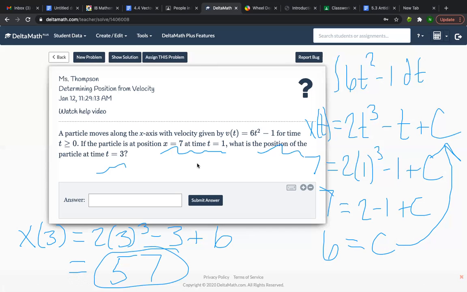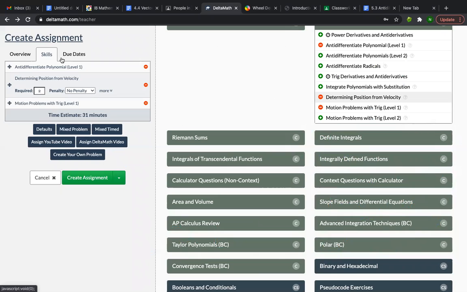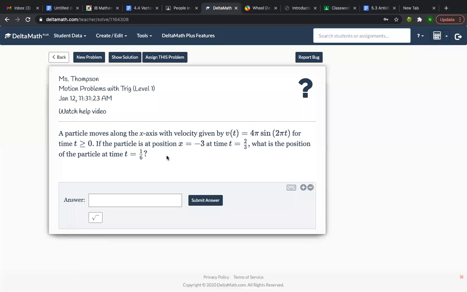So I don't think it really adds that much to plug in the values to solve for c in this case. So I did go ahead and add it to your Delta Math. The next example is the exact same premise, except it has trig. So same thing, except you're plugging in these values. Make sure you're in radians in your calculator, but that should do it.